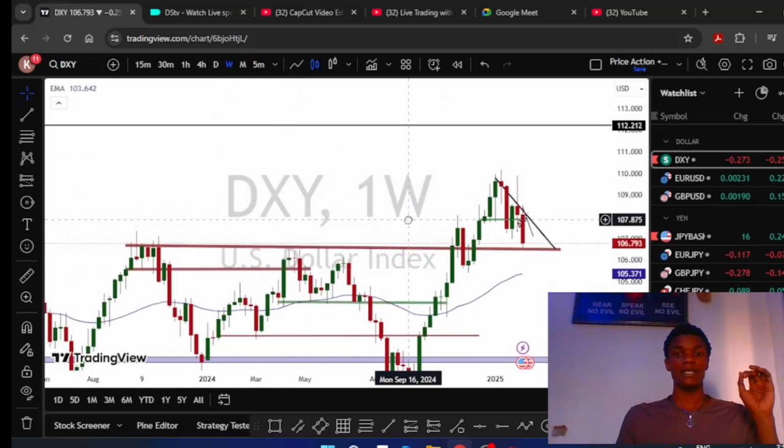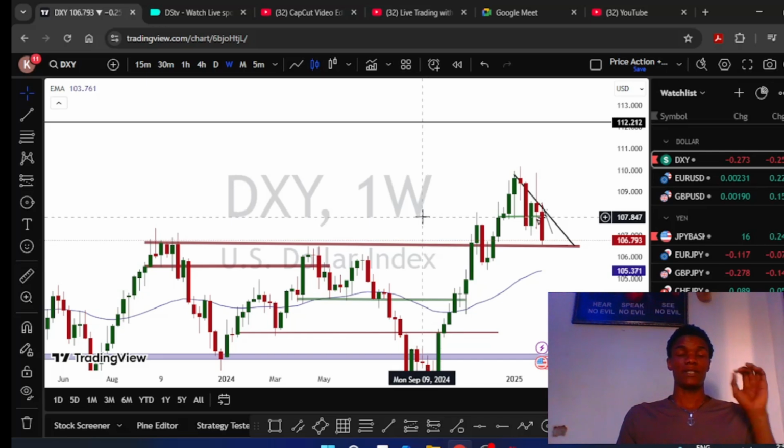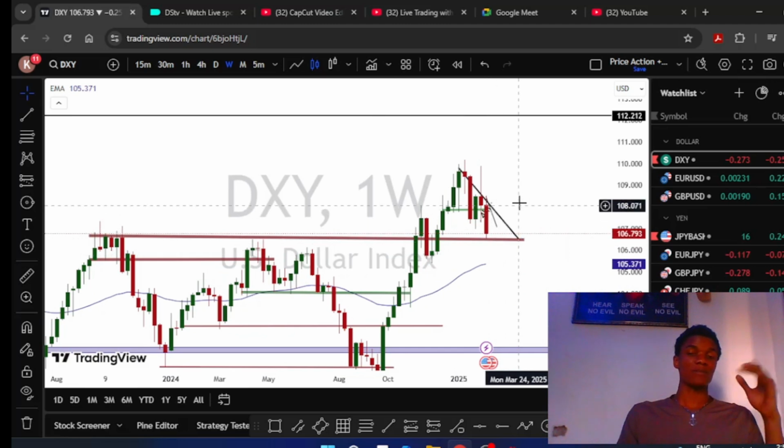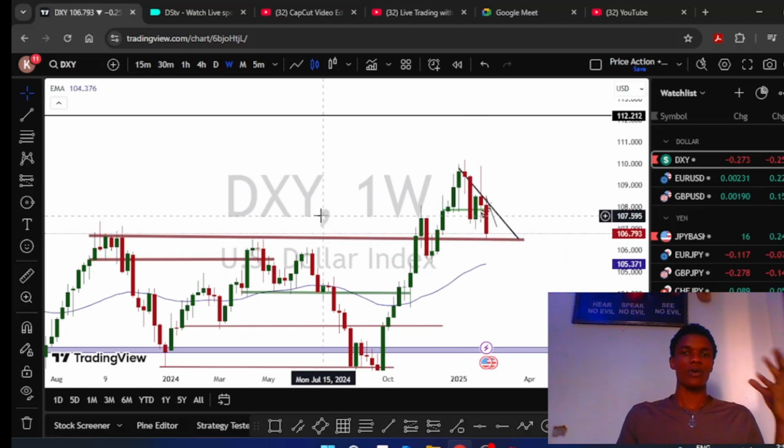So we're looking to be selling the DXY. That's what we're looking for. Probably we'll just get a retracement, but mostly we're looking for sells. But also keep in mind, the market can always go up. For now, from the structure we are seeing, we're going to be selling DXY. We're looking out for dollar weakness.